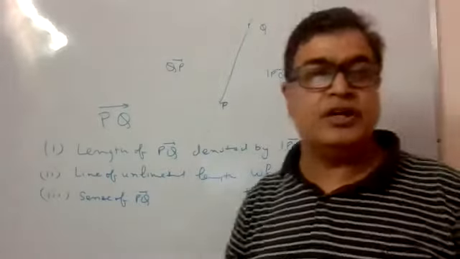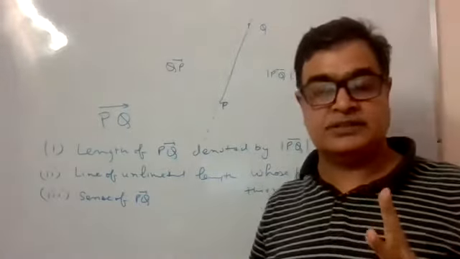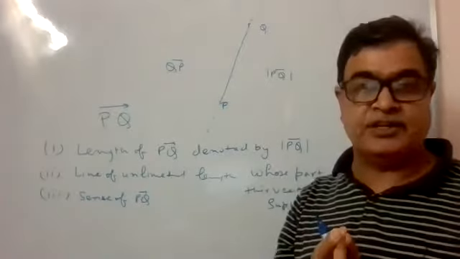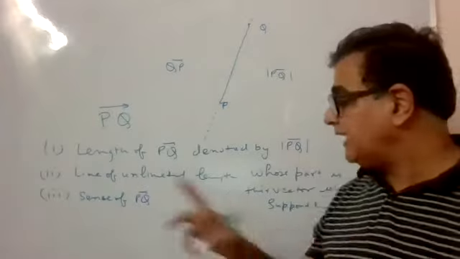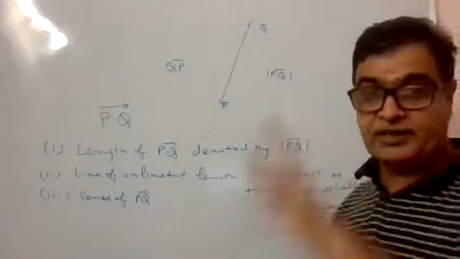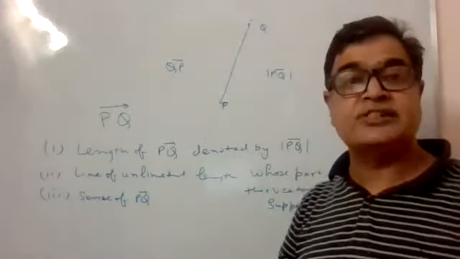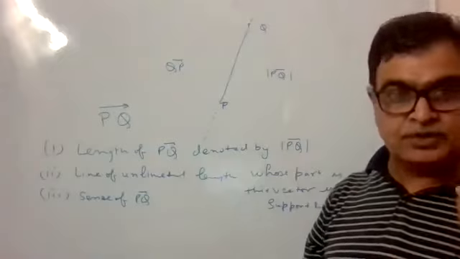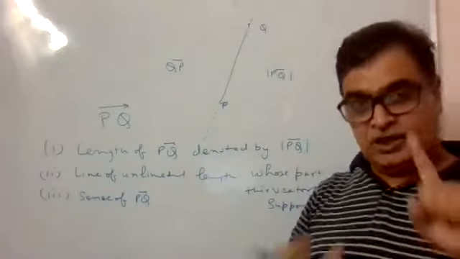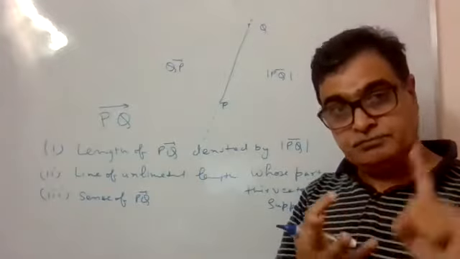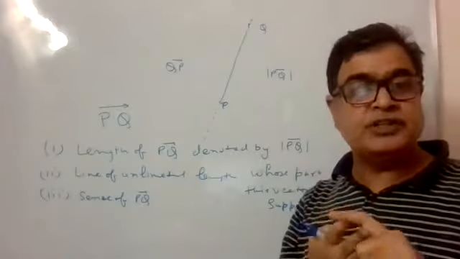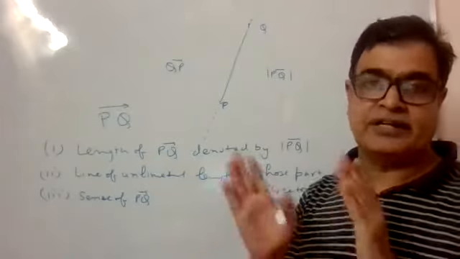So any vector you are taking will have three things. First is the magnitude, that is called length of this vector. Second is called line of unlimited length, that is called support line, whose part is this vector. And third is sense of PQ vector, or we will say direction of the vector. So direction must be known, magnitude should be known, and the support line should be known. If you know these three things, you can represent a vector.